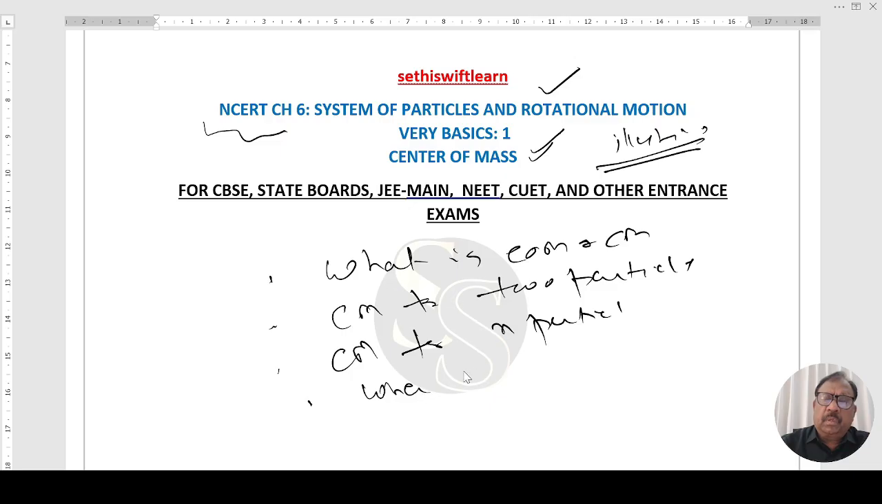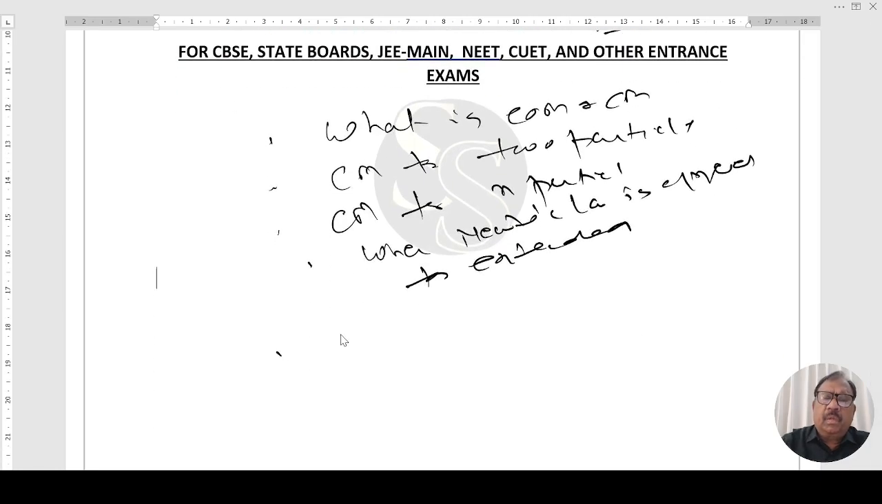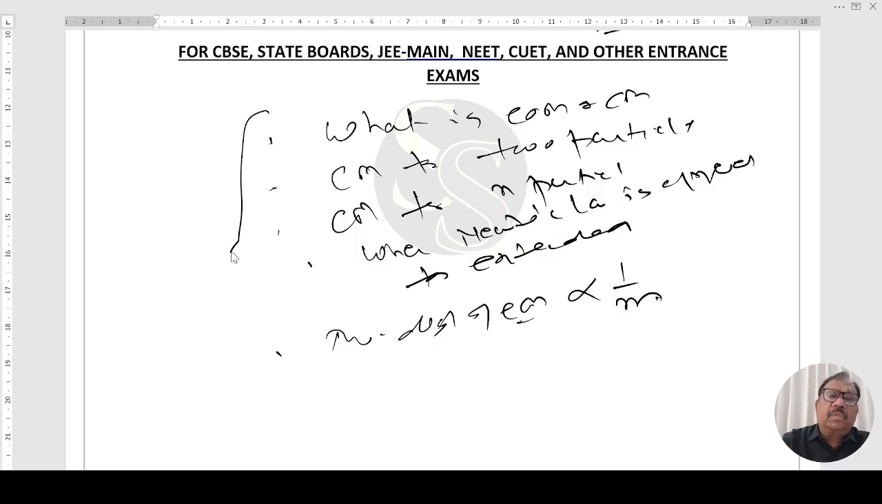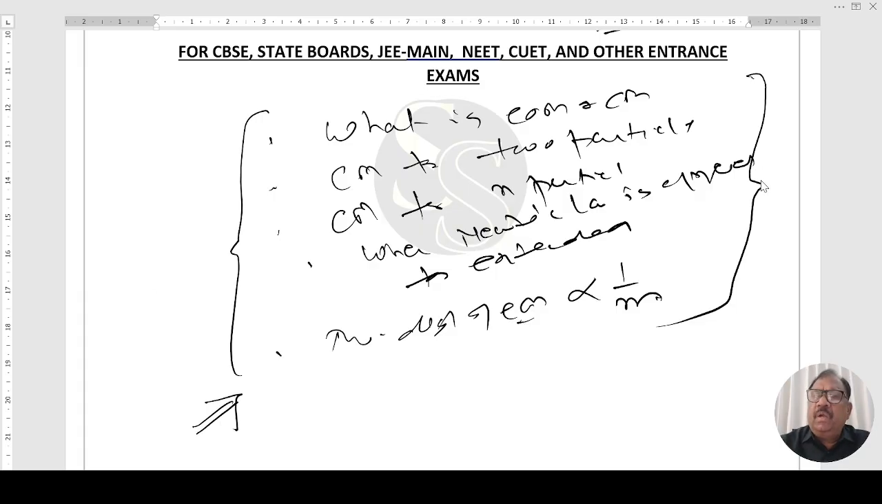When Newton's law is applicable for extended object, center of mass. The distance of center of mass is inversely proportional to mass. All these topics are going to be discussed in this session, which will be very useful and helpful. Please go through the complete session. Now let's start with the concept and questions.